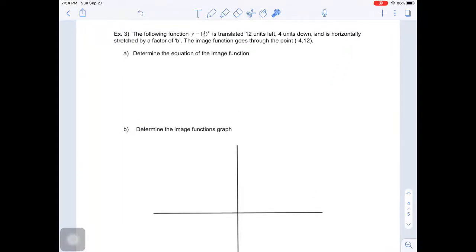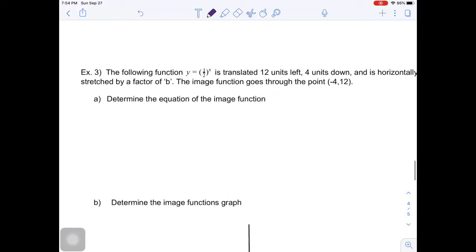Okay, so let's talk about example 3 here. The following function, y equals negative 1 over 2 to the power of x, which is in a parent form, right? This is in the form of c to the power of x, where c equals 1 over 2. Now we already know what this graph roughly looks like. C is between 0 and 1, so this is going to be an exponential decay. But again, it has a horizontal asymptote at y equals 0, and it has a y-intercept at 1.